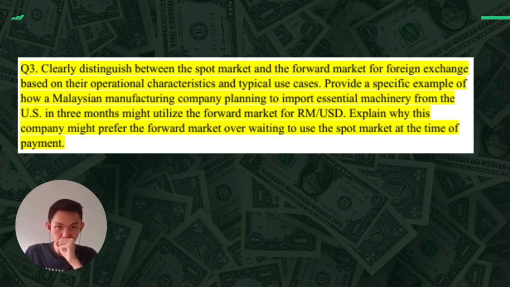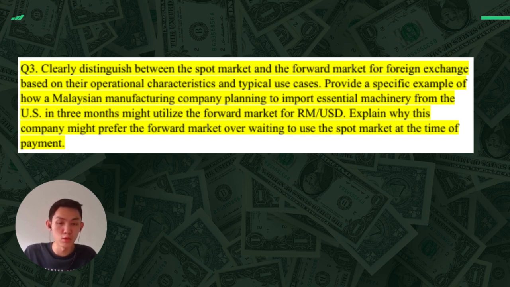Okay, so we assume the total cost is $1 million in 3 months. We also assume the current spot rate is $1 equals 4 ringgit Malaysia, and the 3 months forward rate is $1 equals 4.25 ringgit Malaysia.